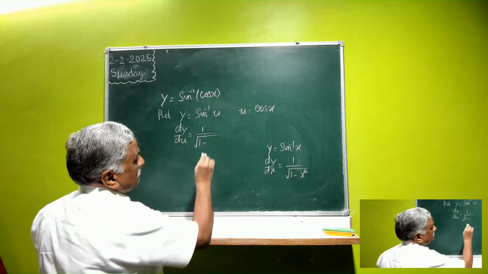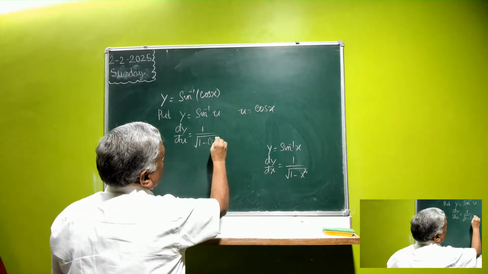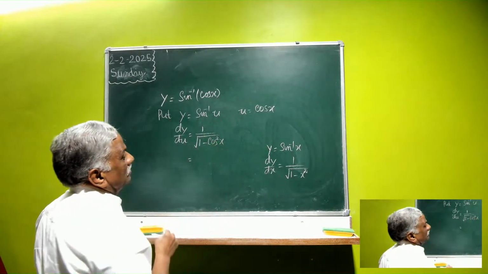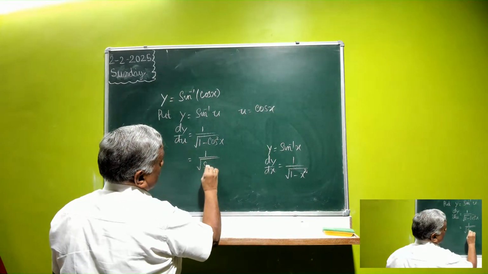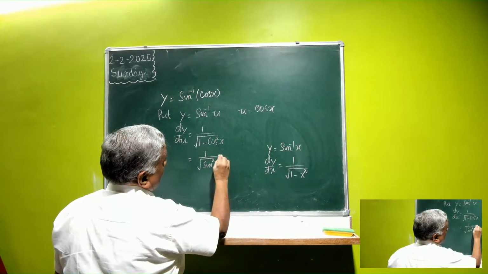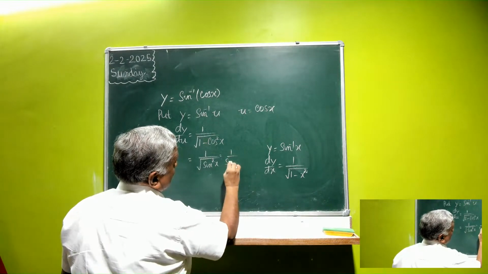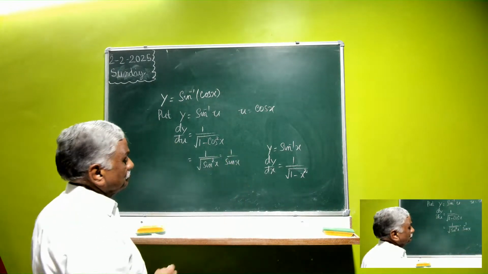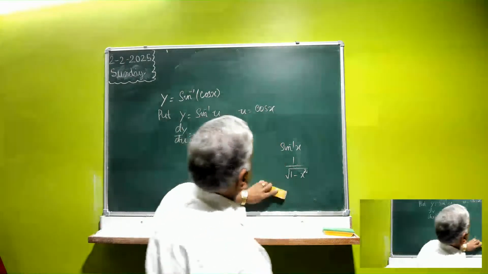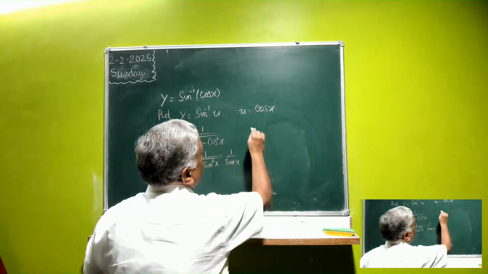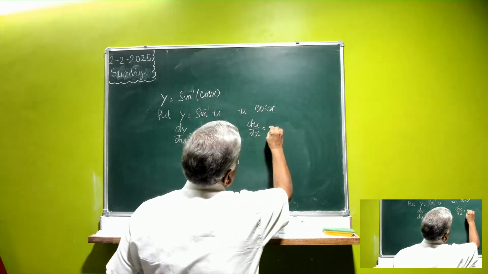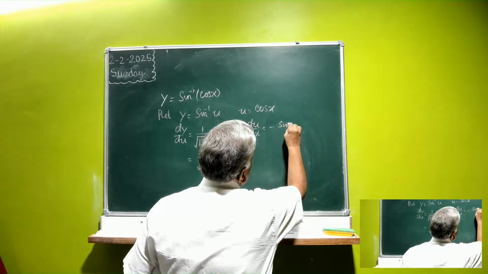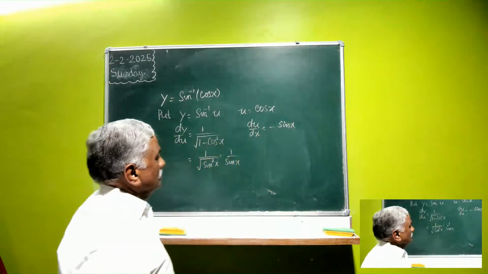u is cos x, so 1 minus cos square x. You know 1 minus cos square x is sin square x, and root of sin square x is sin x. Now, you have to find du by dx. It is minus sin x.